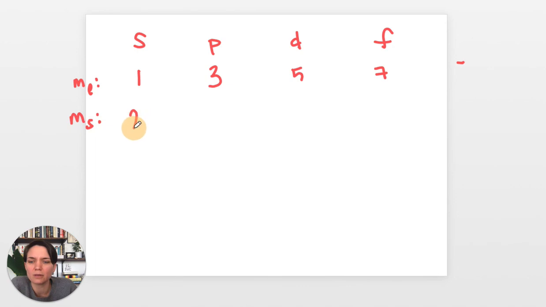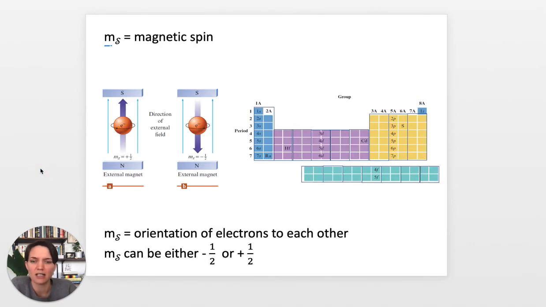S orbitals only have room for 2 electrons. P orbitals have room for 6 electrons. D orbitals have room for 10 electrons. And F orbitals have room for 14 electrons. Now, this is something we're going to get to in the next lecture. If you look at your periodic table, we highlighted this region for S, and notice there's 2 columns. We highlighted this region for P, there's 6 columns. This region for D, there's 10 columns, and this region for F is 14.